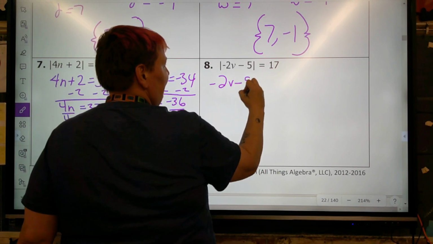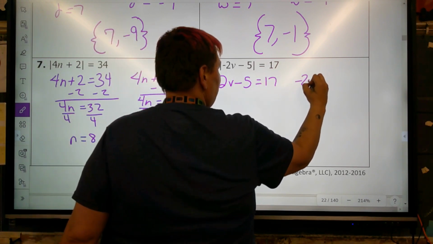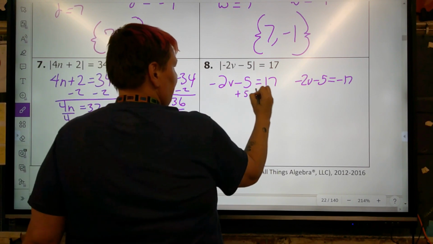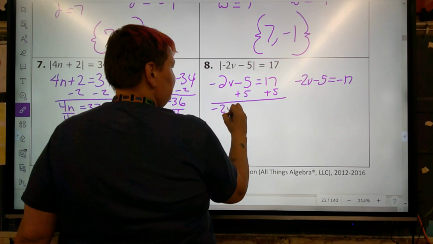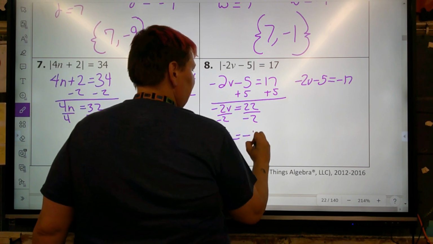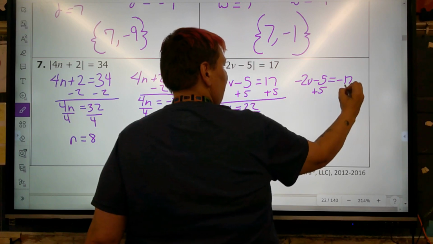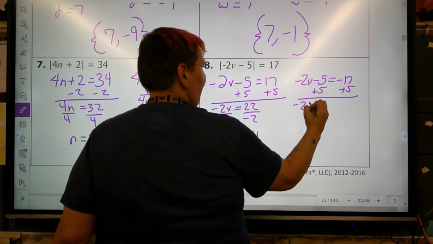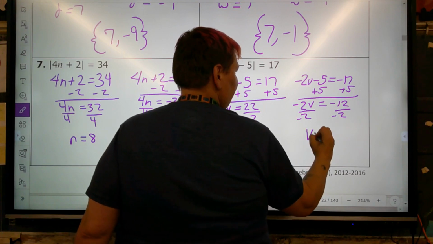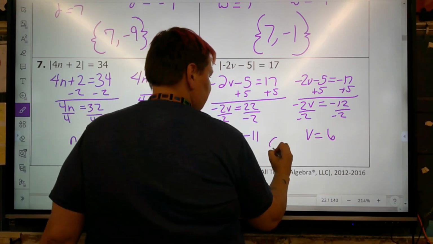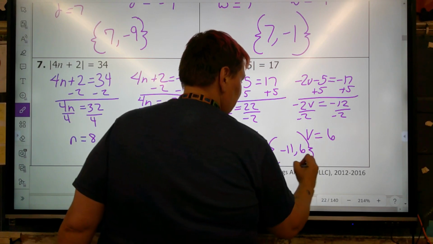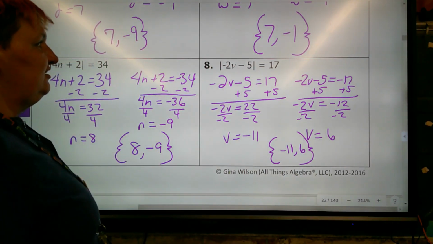Negative 2b minus 5 equals 17. Negative 2b minus 5 equals negative 17. Inverse. Negative 2b equals 22. Inverse. b equals negative 11. Negative 2b equals negative 12. B could equal 6. So it's either negative 11 or 6. That's your solution set, your possible answers.